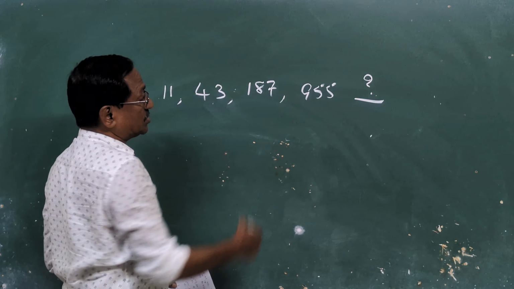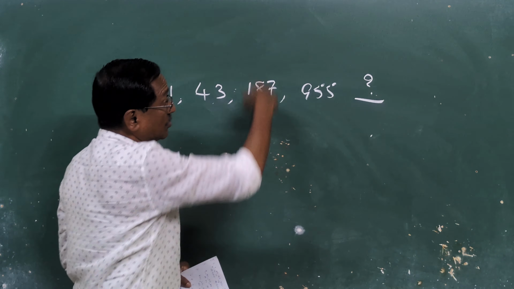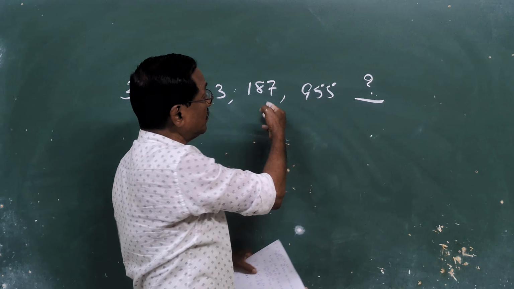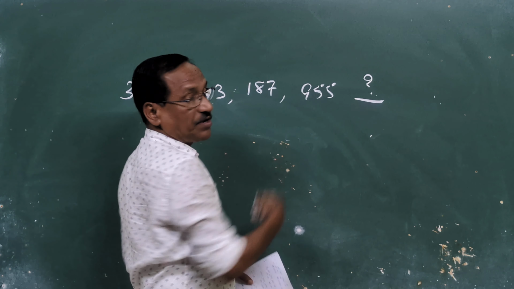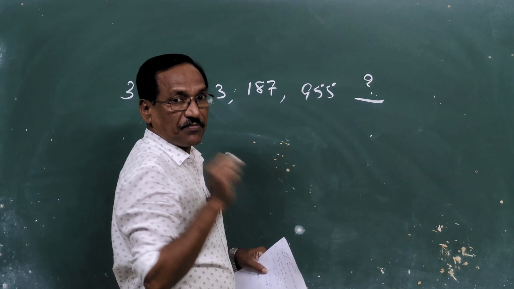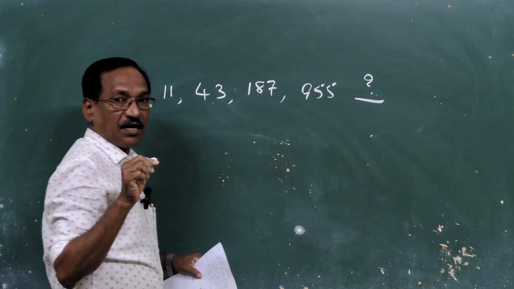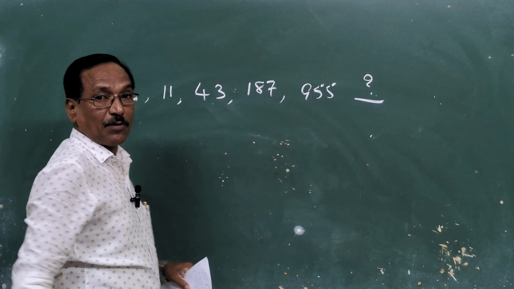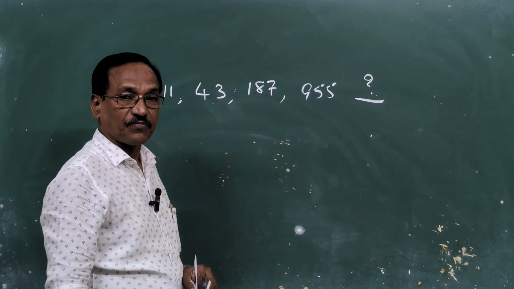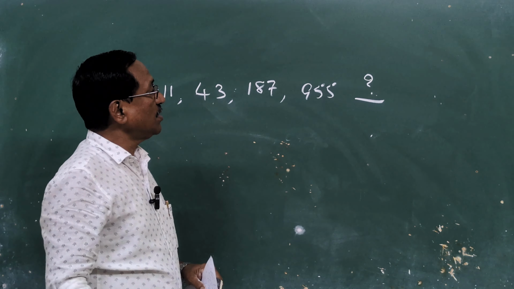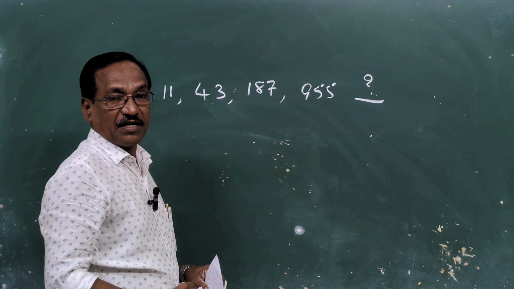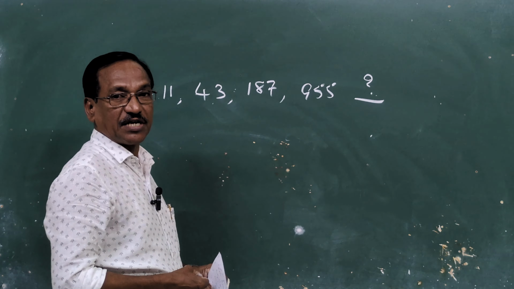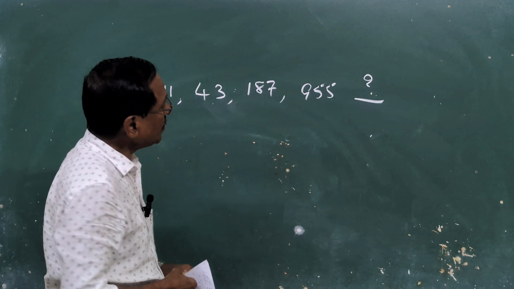The number increases suddenly. Then again it goes to 955. The number became larger very quickly. So from that we can assume that this is a multiplication pattern sequence. Then we try to identify the pattern, the order in which the numbers are increasing.